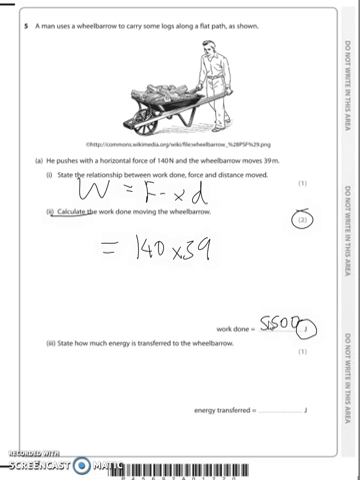State how much energy is transferred to the wheelbarrow. Well, if that's the amount of work that was done, that's the amount of energy. Look, same symbol. Work done is just energy transferred. So I can just write down exactly the same thing here. It's always going to be easy. Just state for 1 mark.